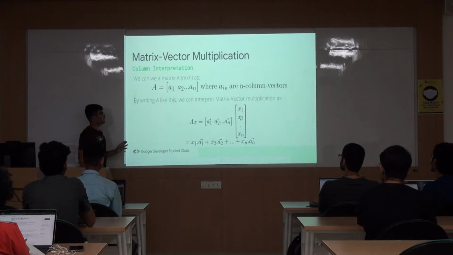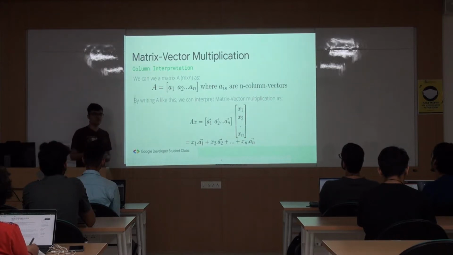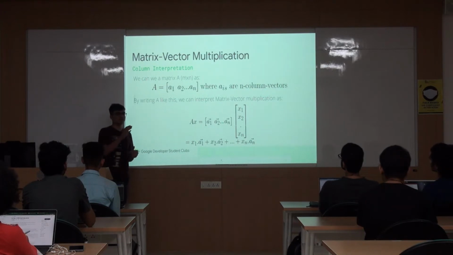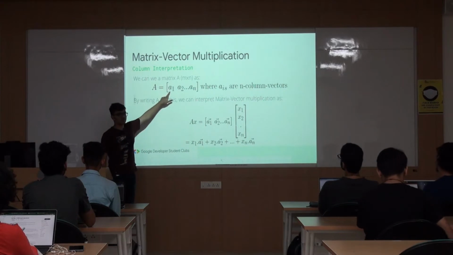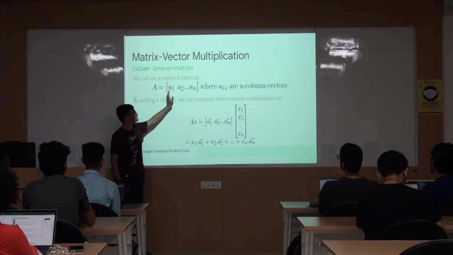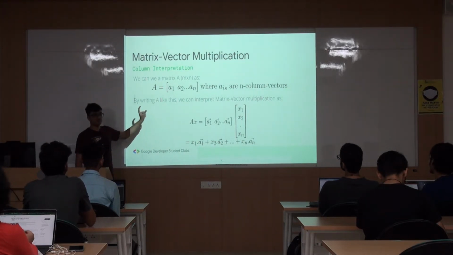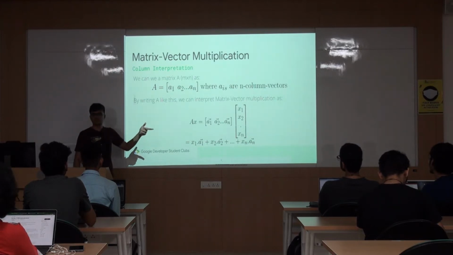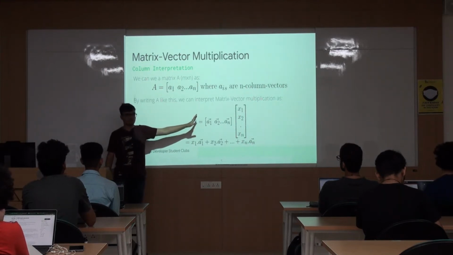Before that, I want to give you guys an intuition of what column space is. For that, we'll look at the matrix vector multiplication. And see, a matrix can be represented as a set of column vectors, right? So this a1 is a column vector of n dimensions. Similarly, a1 to an, all of the vectors are column vectors of n dimensions. Is that clear? How a matrix A can be represented as n column vectors.